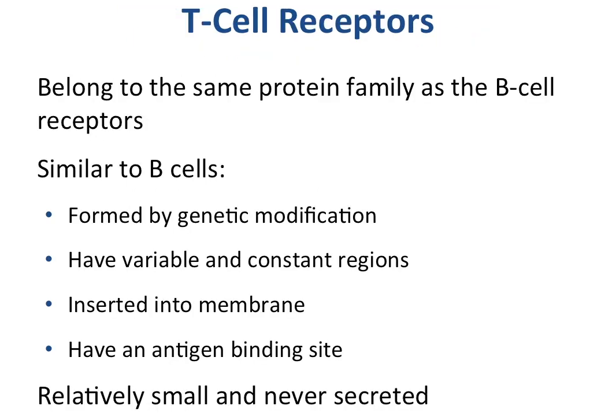Now the TCR, the T cell receptor. It is also one type of immunoglobulin, similar to the receptors of the B cells. It also has huge diversity, and it also has a variable region and a constant region.